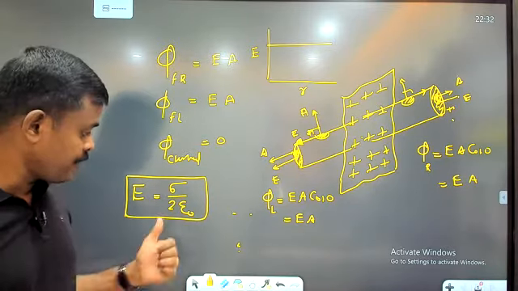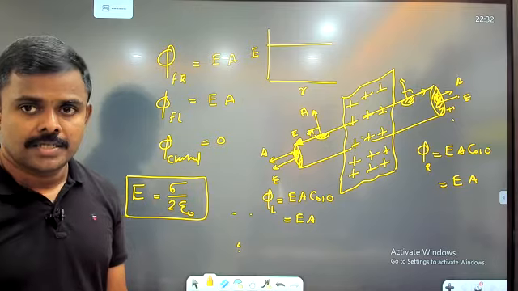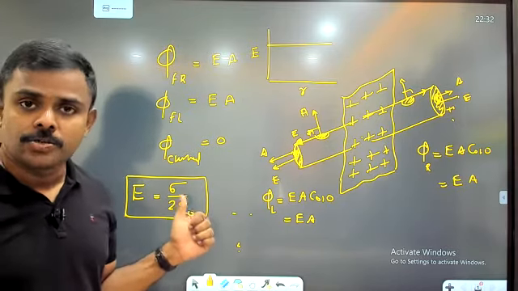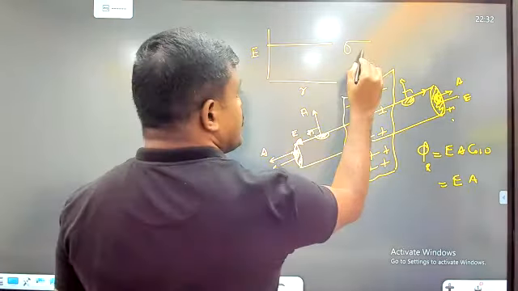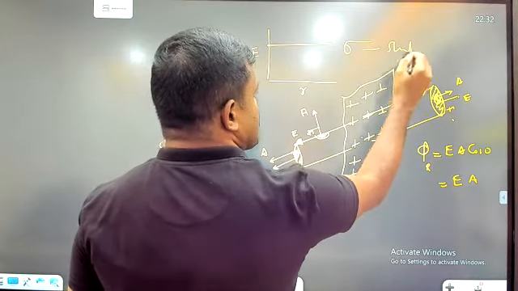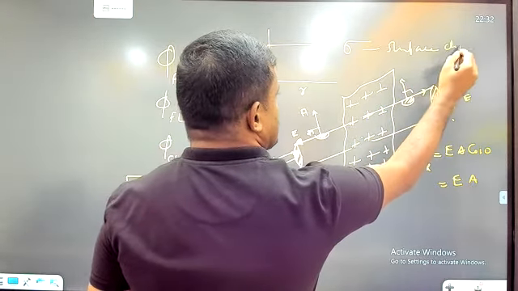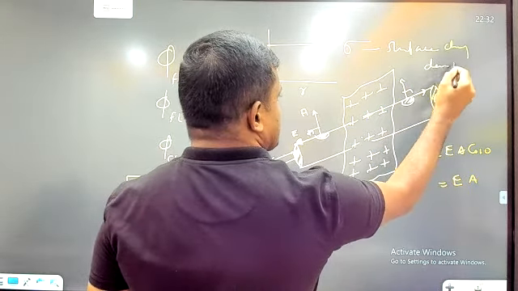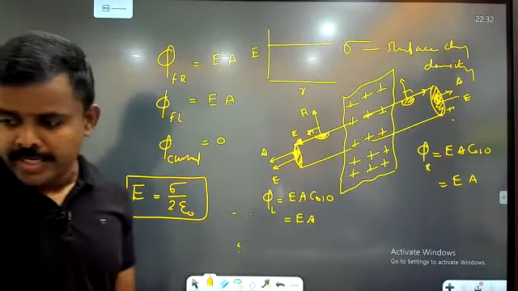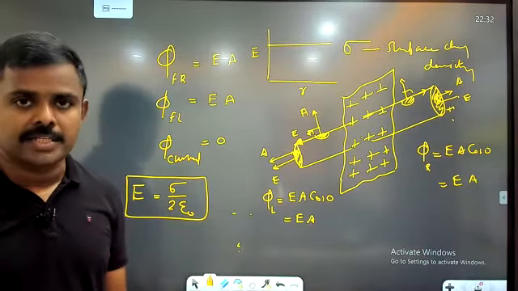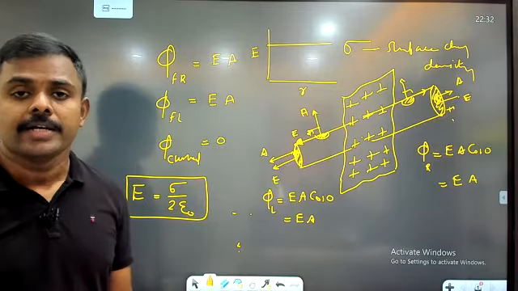We have done electric field due to a thin sheet. It is sigma by 2 epsilon 0. Sigma, you know what? Surface charge density. Total charge by total area, that is called surface charge density. Total charge divided by total area.